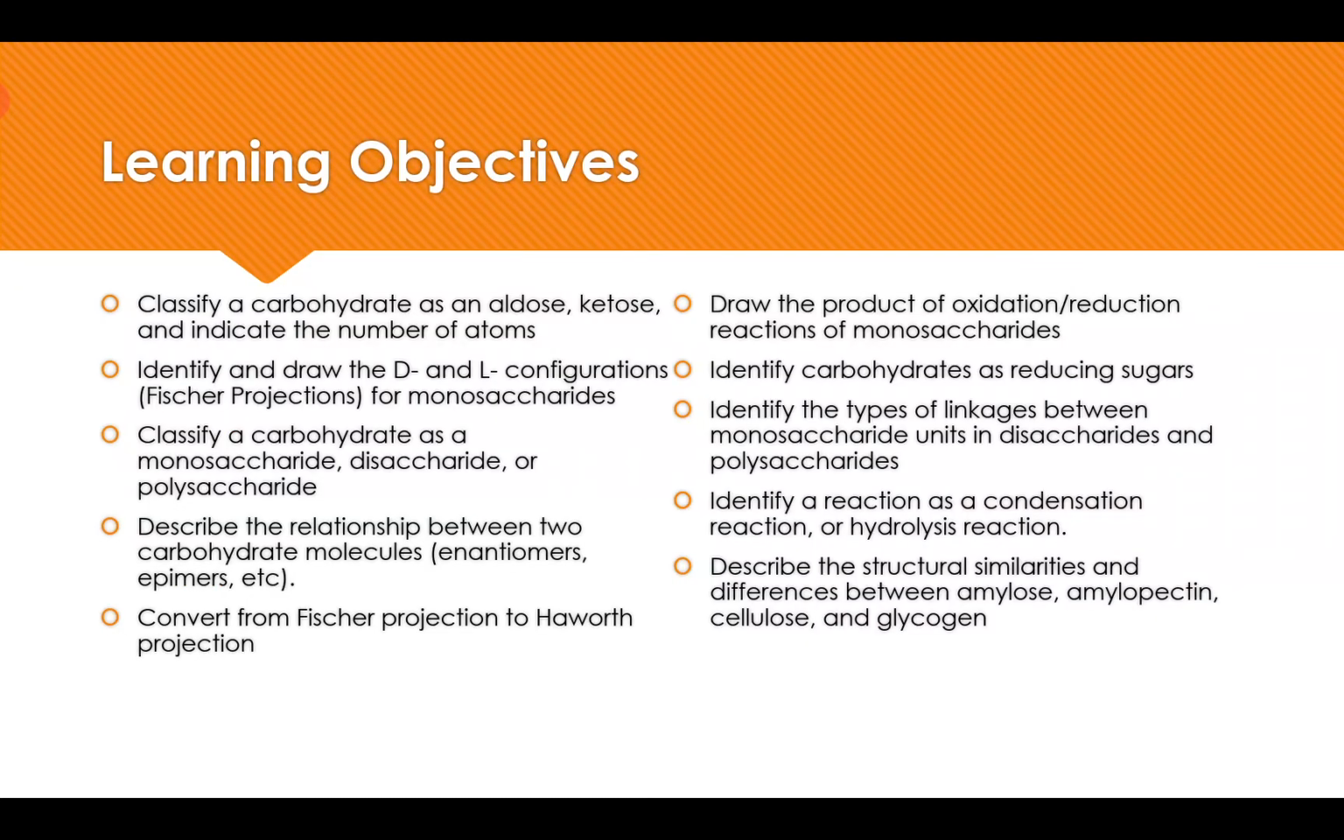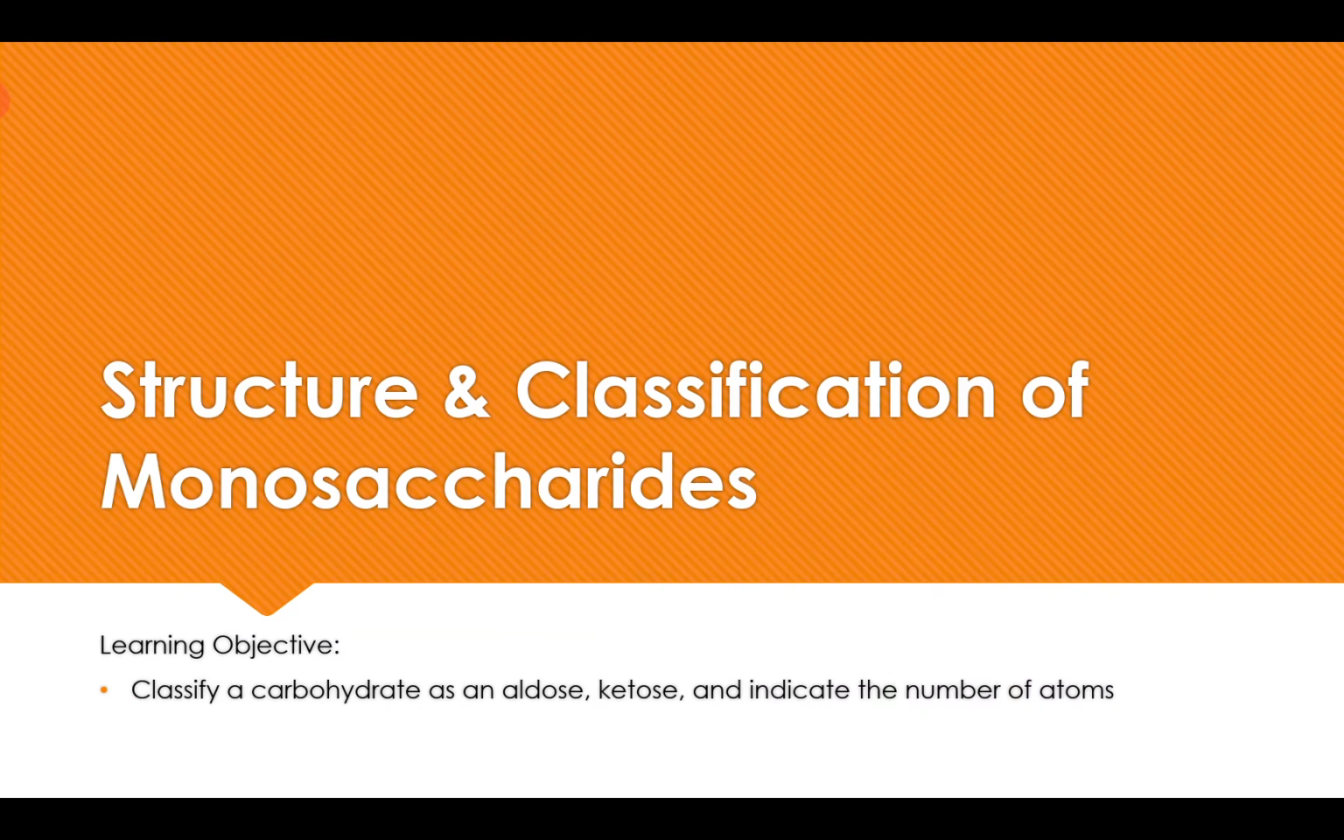The learning objectives for this carbohydrate chapter are listed here. You can pause the video if you want to read through these on your own. We will begin by talking about the structure and classification of monosaccharides. The learning objective for this particular video is to classify a carbohydrate as an aldose or ketose and indicate the number of carbon atoms.